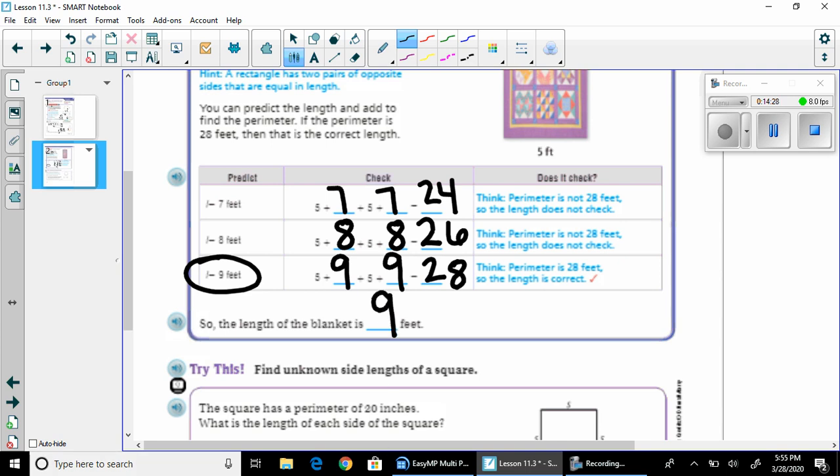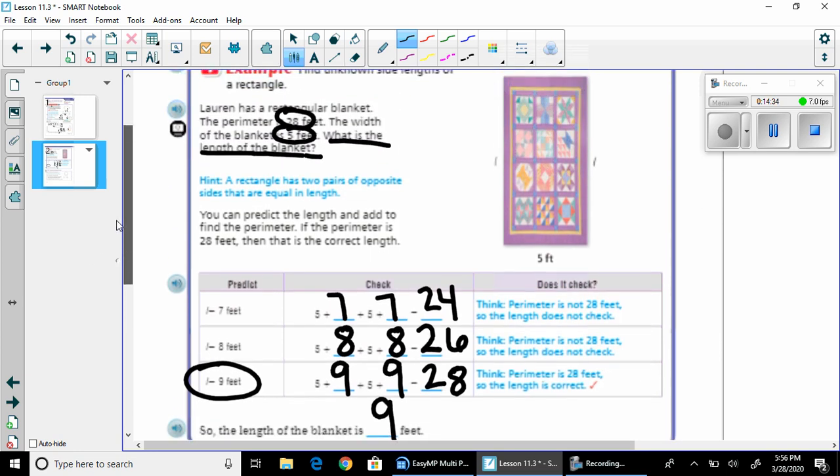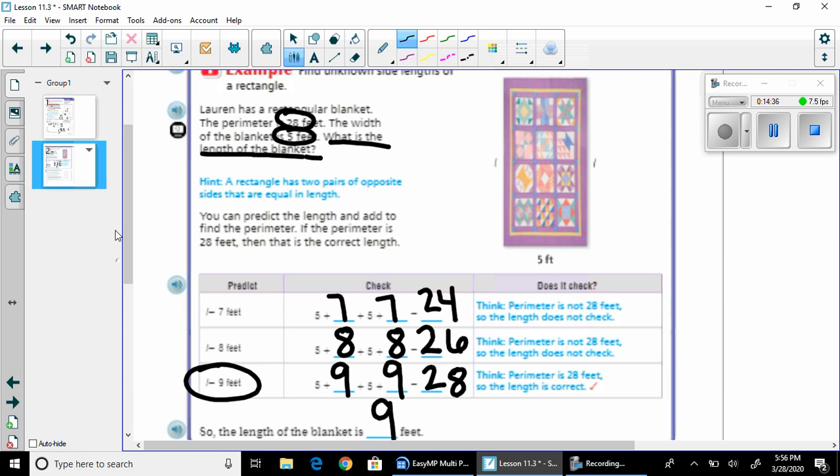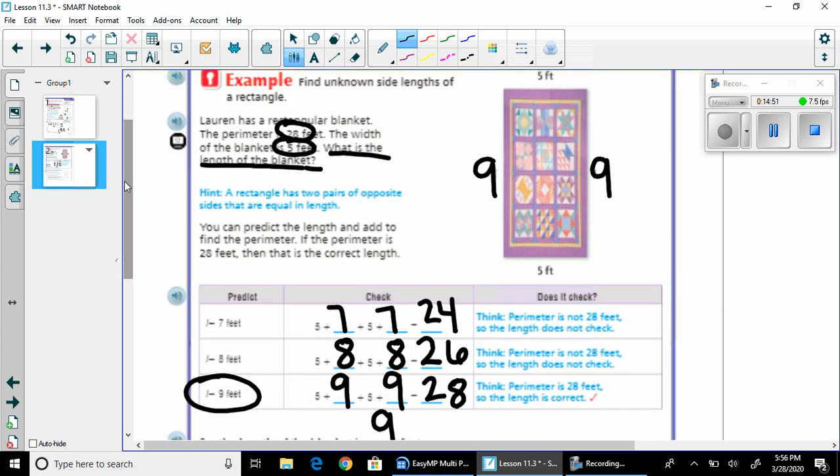Okay? So again, if I was to go back and check, I should be able to add up all of my sides, and they would equal 28. So this side would be 9, this length, and this length would be 9 as well. Okay? And then, of course, my 2 widths would be 5. And the distance all the way around would equal 28. 28 is your perimeter. Okay.